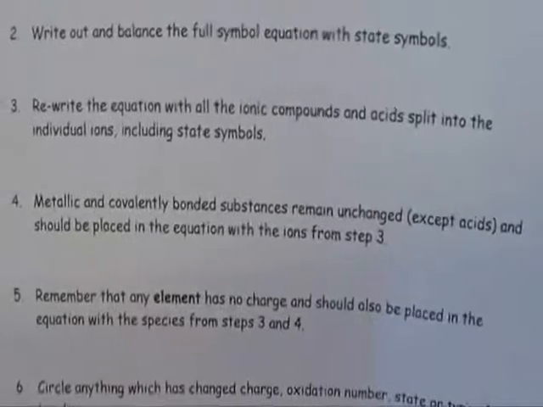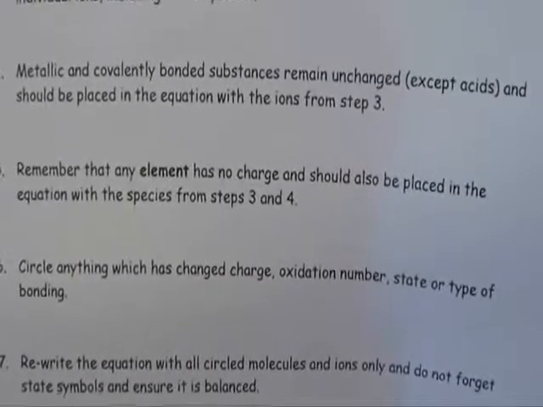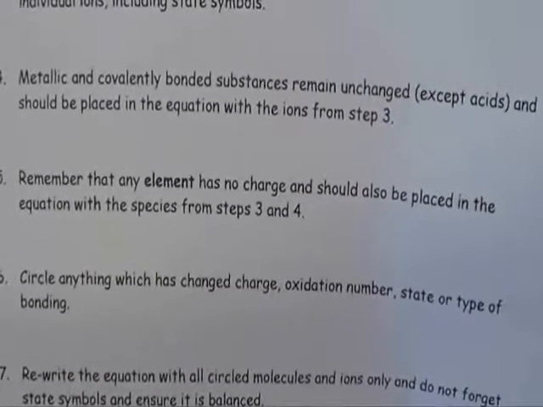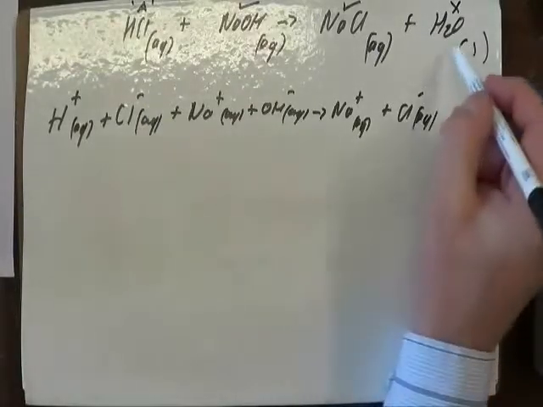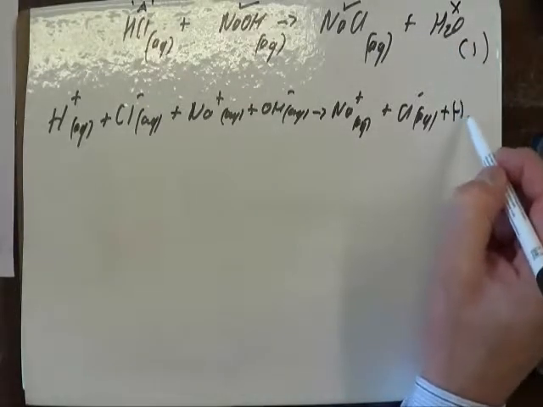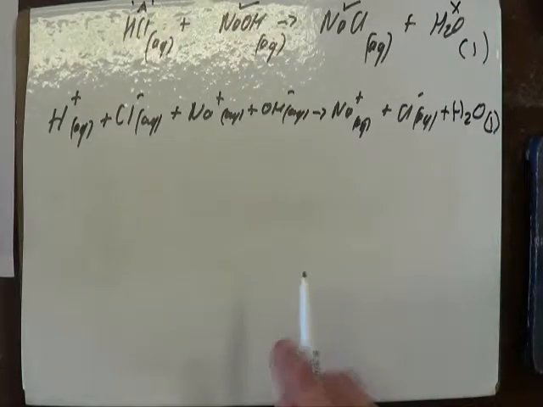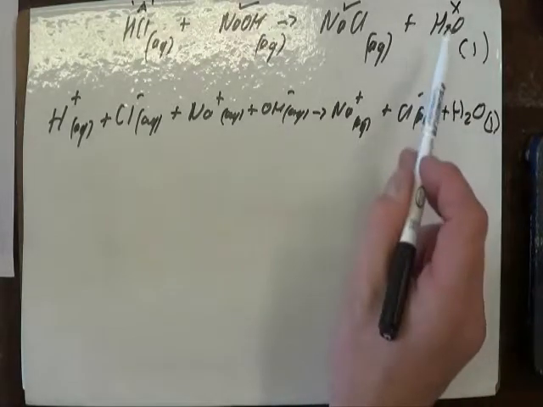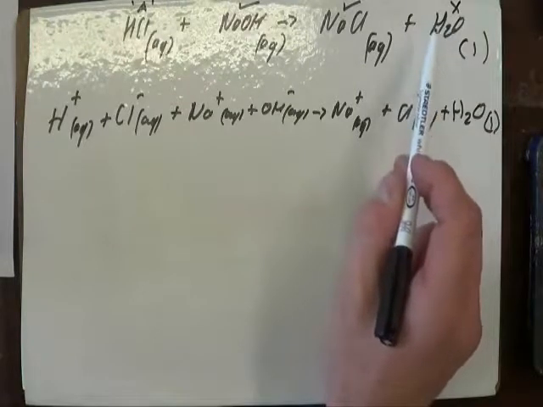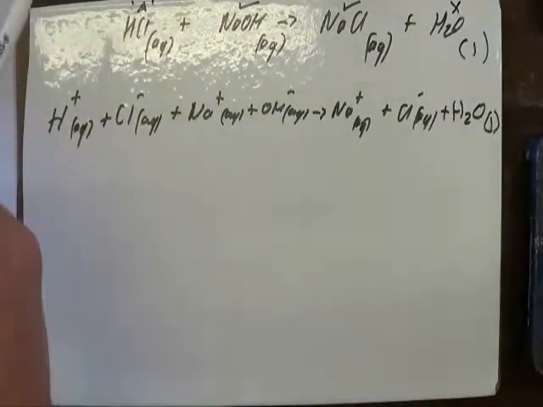Part 4 then. Metallic and covalently bonded substances remain unchanged, except acids, which we've already dealt with, and should be placed in the equation with the ions from step 3. Well, there's nothing in here that's metallically bonded, because metallic bonding deals with just pure metals. There is a covalently bonded substance, which is water, and we just bring covalently bonded substances down. This is why it's important that you know about bonding as well, guys, because if you didn't know this was covalently bonded, you might try to split it up into ions. So covalently bonded substances are things made up of non-metals only, okay, which that is.